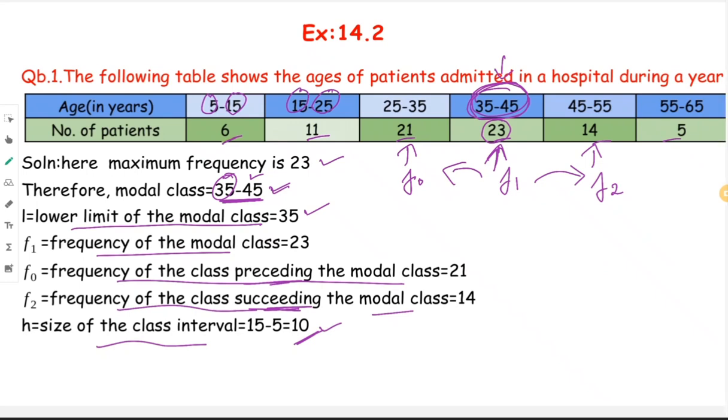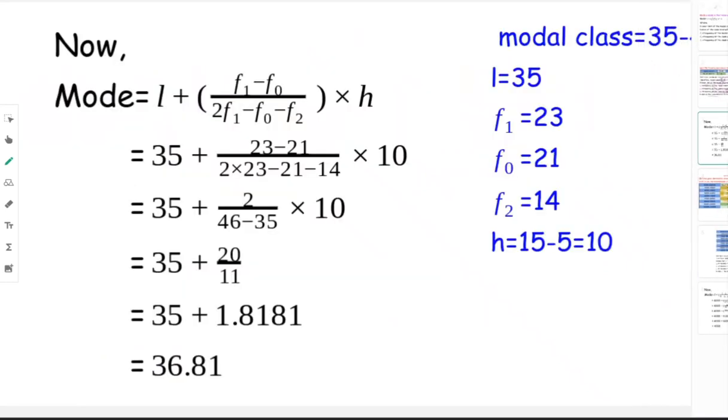Now we know all the values, we just have to put them directly in the formula. As you can see here, L is 35, f1 is 23, f0 is 21. Then you can see 2 times f1, so 2 times f1 is 23. Then f0 is 21, then f2 is 14, then h is 10.